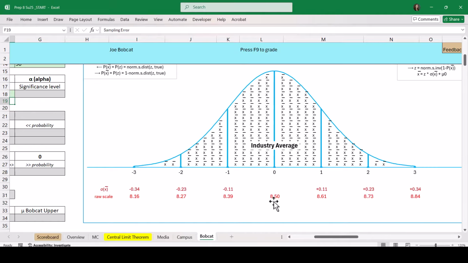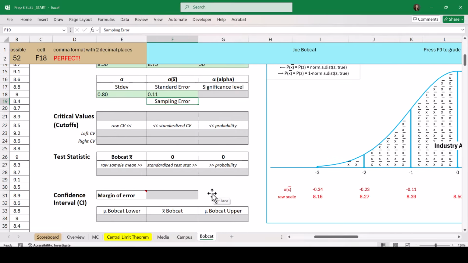So this is our population mean. It's 8.5. And then you can see we can go out by one standard error. Again, the standard error is 0.11. So here's one standard error below to one standard error above. And 68% of samples will have means between these two values.